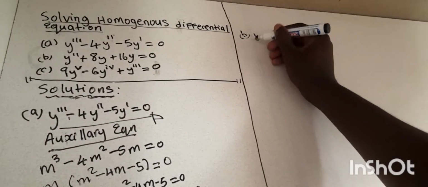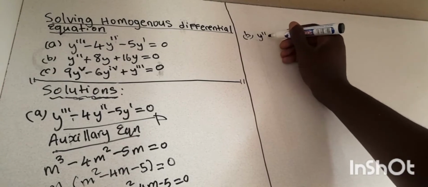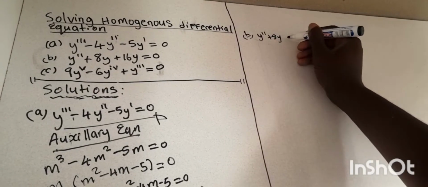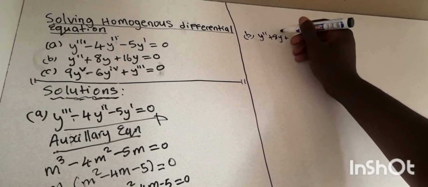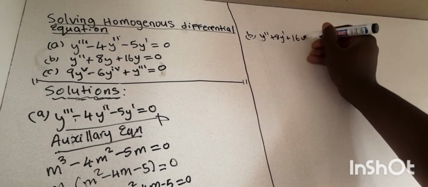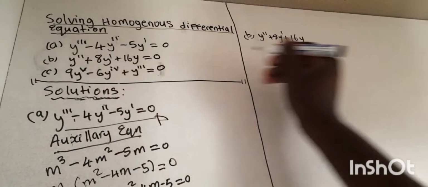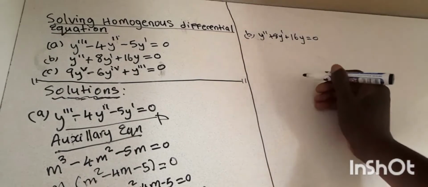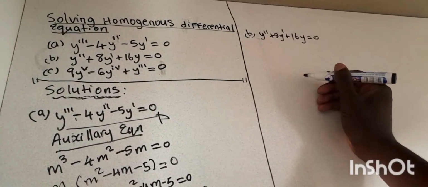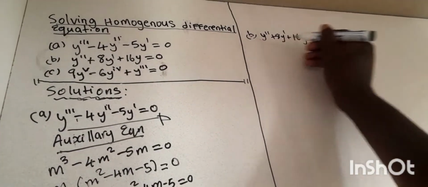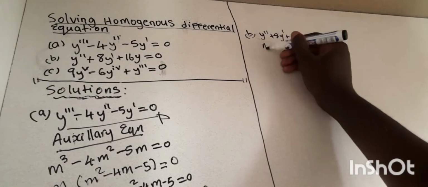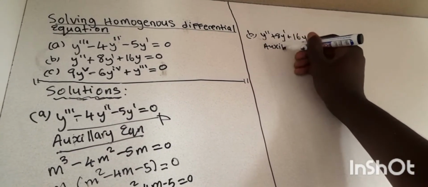B is y''' + 8y'' + 16y' = 0. So this one, we have to find the auxiliary equation as normal.